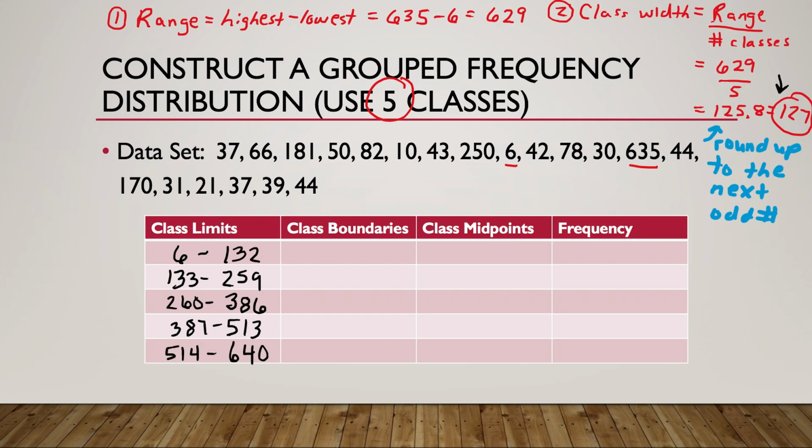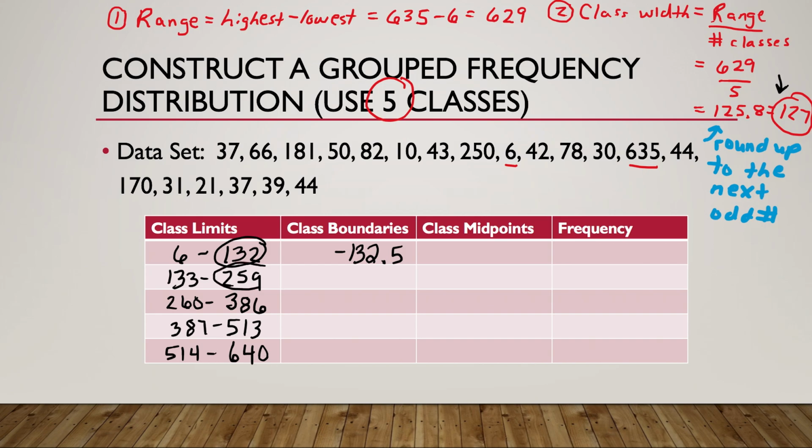Our boundaries are going to fill in the gaps between the classes. If you note that the first class goes from 6 to 132, and then the next class starts at 133, there's a little gap, it's decimals, between 132 and 133. The purpose of the boundaries is to fill in that gap. So I'm going to take the right-hand numbers first, and add a little bit to them. Essentially, I'm going to take that 132 and add a 0.5 on the end, and I'm going to do that for all 5 of those numbers.